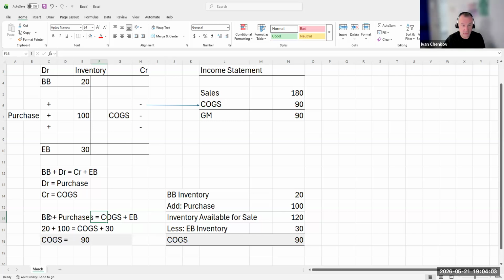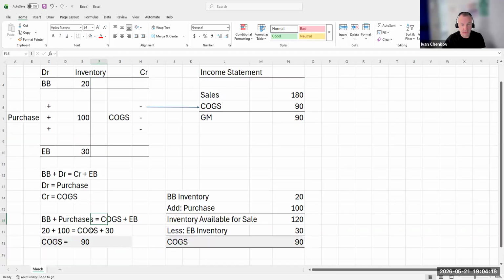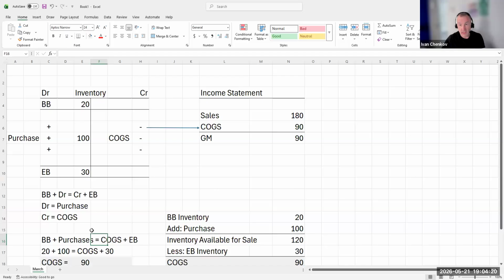Again, one is the horizontal calculation. The other one is the vertical calculation. As you can see, this one is more like a reporting style calculation. Great, that's for the merchandising company. Now, the problem is that we have another type of business, which is manufacturing business. So what are we going to do with the manufacturing business?